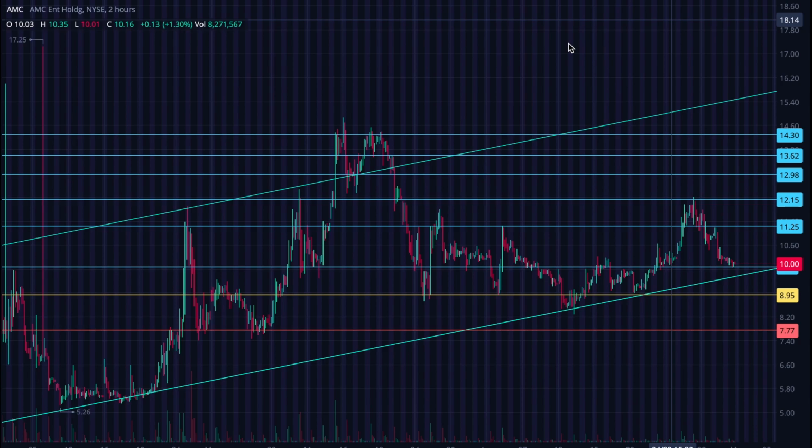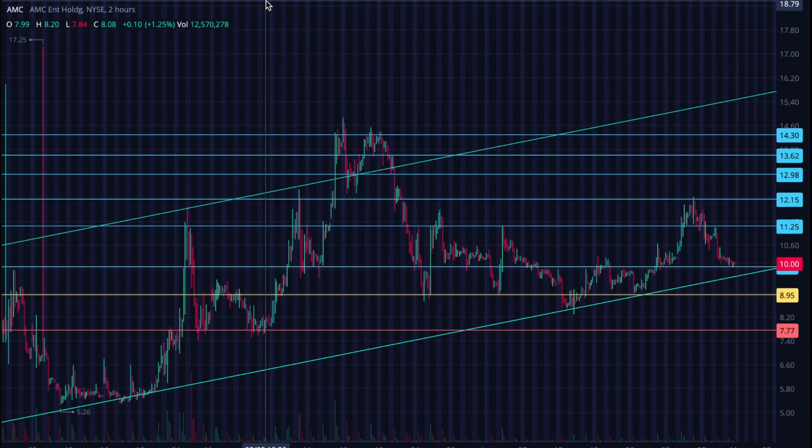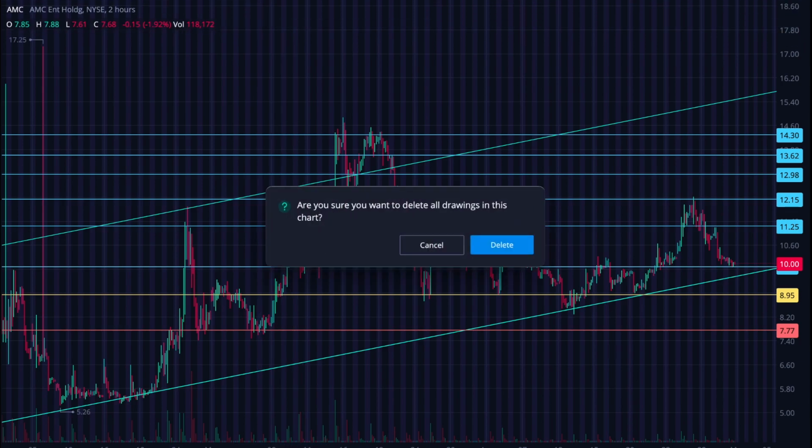I'm going to delete this, so if you want to take a snapshot or pause it here, jot anything down, whatever you want to do, do it now. I'm going to delete it, and we're going to take a look at the indicators.